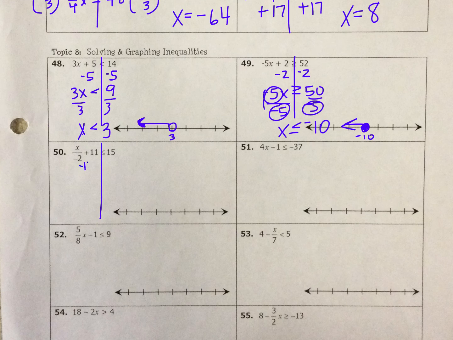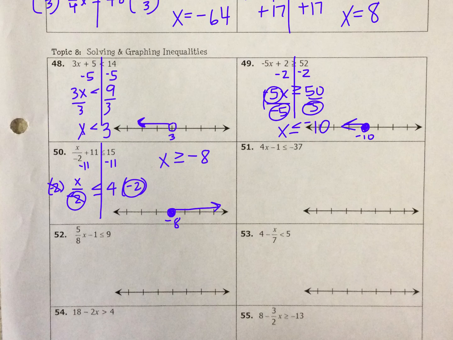I'm going to subtract 11 from both sides. X over negative 2 is less than or equal to 4. To get rid of that divided by negative 2, I got to multiply by negative 2. And I just moved a negative, so x is going to be greater than or equal to negative 8, closed circle, negative 8.